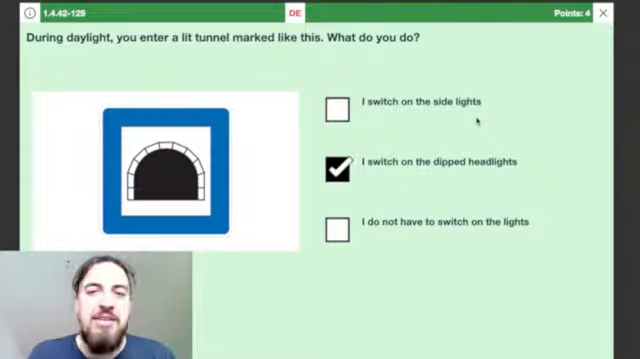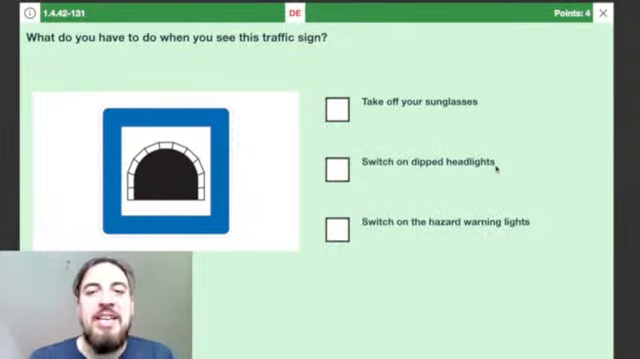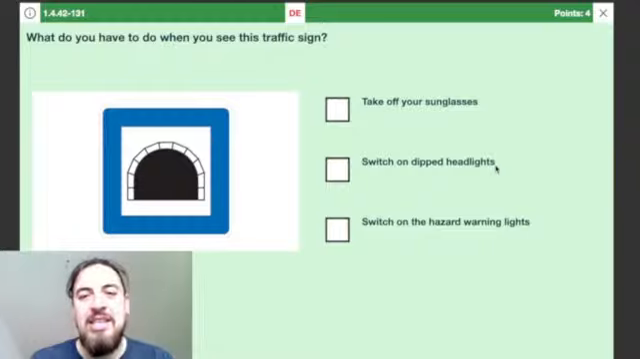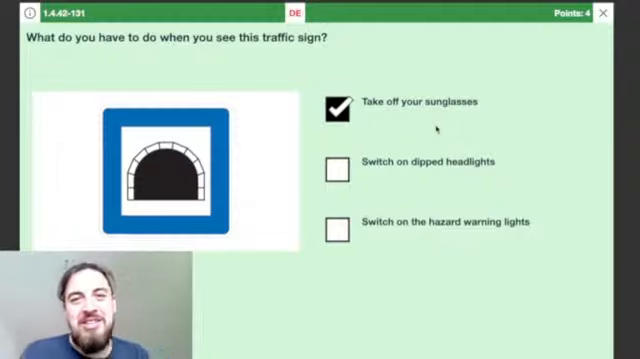And side lights, they're not enough. You have to have a brighter light like the dipped headlights, and yes, you can't drive without lights into a tunnel. What do you have to do when you see this traffic sign? Take off your sunglasses, switch on dipped headlights, switch on the hazard warning lights. Switched on, not off. Okay, in that case, take off your sunglasses is a good idea because it will be quite dark and you can't see anything if you still have the sunglasses on.